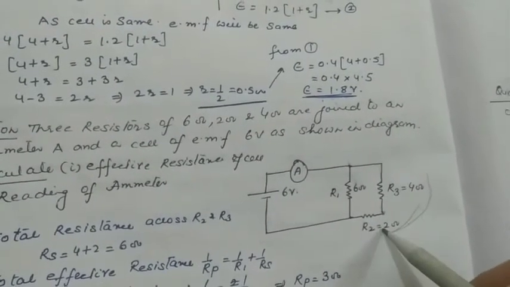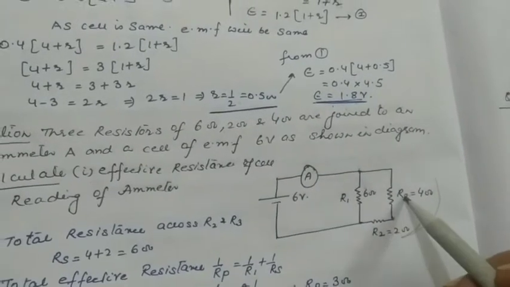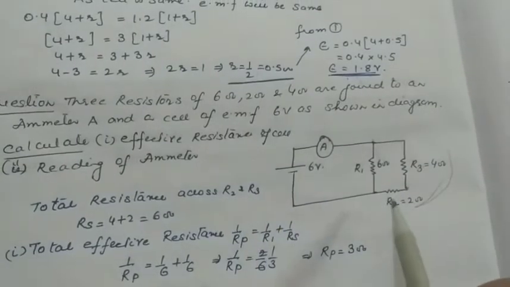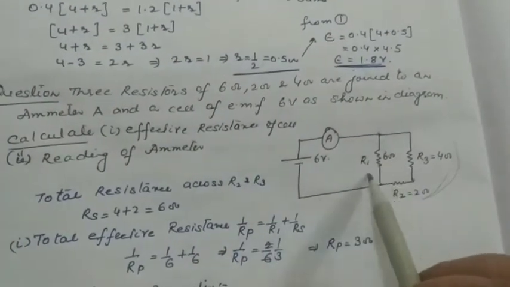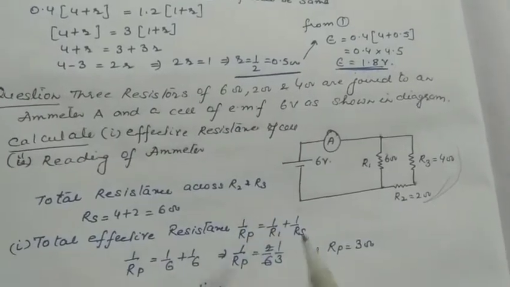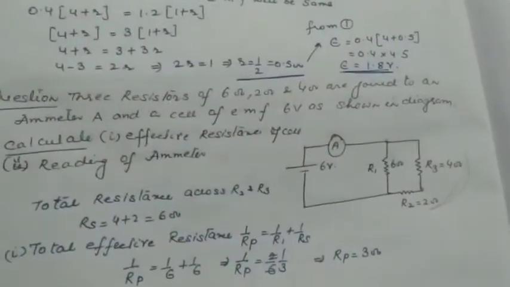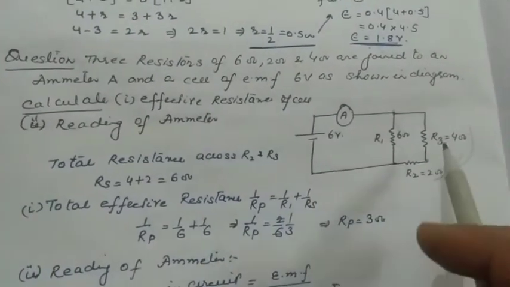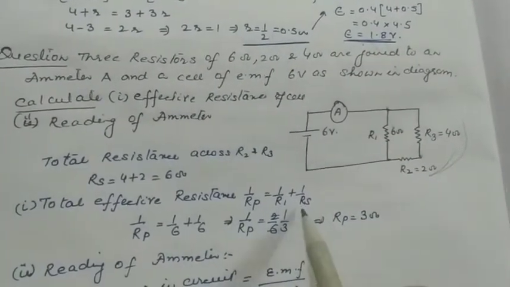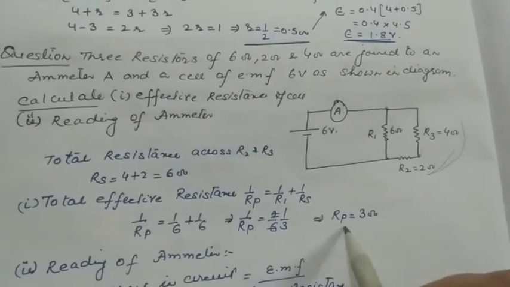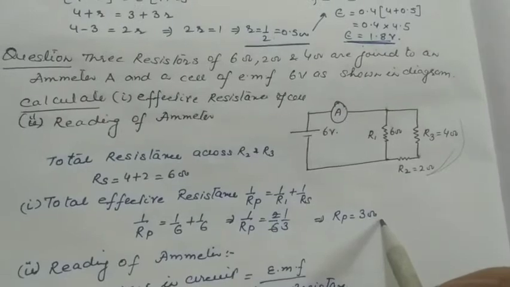But the answer of this and this are connected in parallel. So very simple. Firstly, we take the total resistance of R2 and R3 as 6 ohm. Effective resistance, total resistance, equivalent resistance, all one and the same thing. Using the formula 1 upon Rp is equal to 1 upon R1 plus 1 upon Rs, because the answer of this we will store in Rs. So what is the answer? 1 upon 3. But don't forget to reverse it. Rp is equal to 3 ohm.